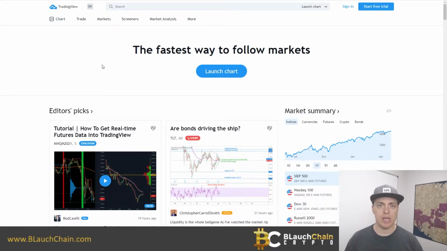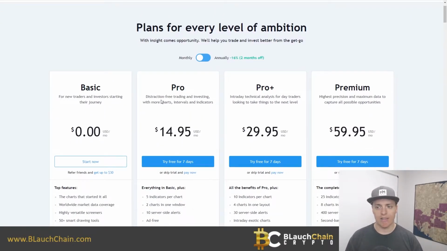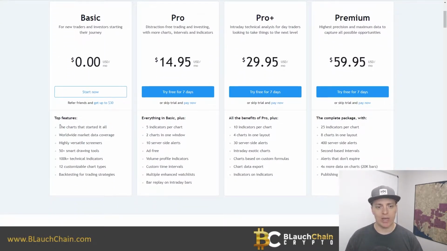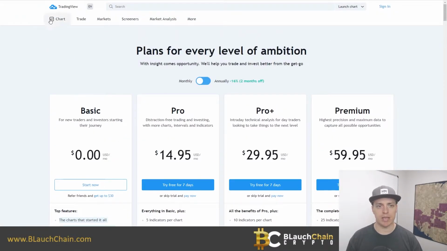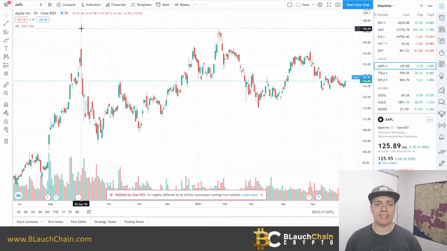You can create a free account with TradingView by simply clicking free account, and you can see here they've got some pricing. But basically we need to look at the charts, and we want worldwide data, and we want some tools to make it easier on ourselves. So all I'm going to do is hit chart, and the chart is going to come up, and it's going to look like this.